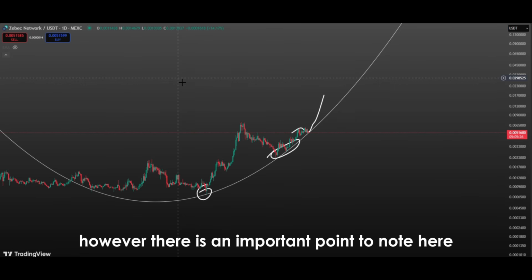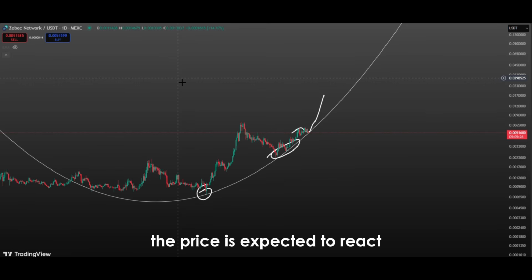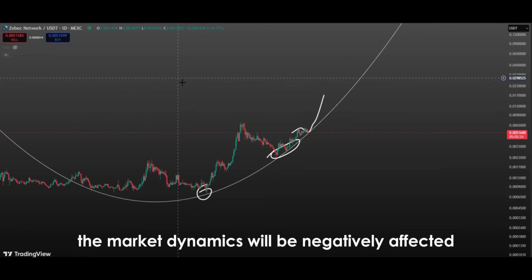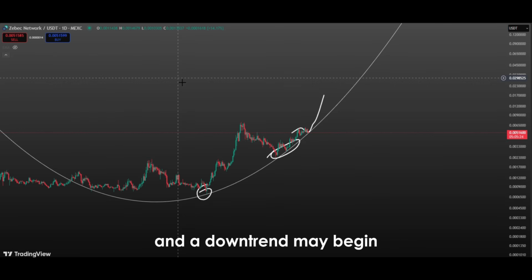However, there is an important point to note here. The price is expected to react without breaking the upward curve. If the price breaks this line downward, the support level will weaken and selling pressure will increase. In this case, the market dynamics will be negatively affected and a downtrend may begin.